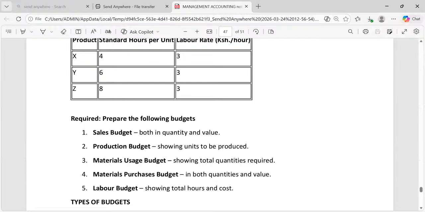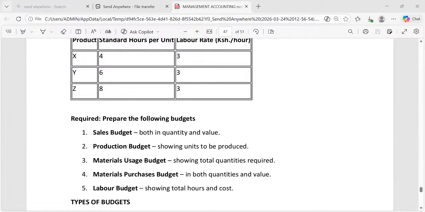So they want us to prepare the sales budget, production budget, materials usage budget, material purchases budget, and then lastly, the labor budget. So let me see the chats where they confirm that they can now see my board. Are you able to see my board? That is the question first. Yes, thank you so much.